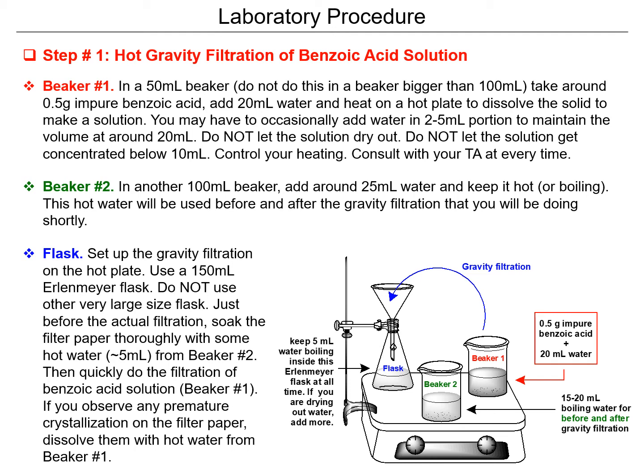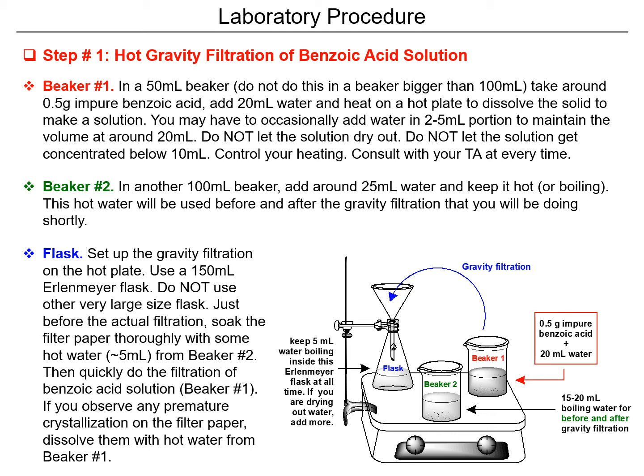So you set up a gravity filtration system, and what you're going to do is you're going to use, say, a 150 milliliter Erlenmeyer flask, which is one of the conical flasks. Now, a beaker is the wide mouth cylindrical flask. Erlenmeyer is conical, and it comes up to almost a point with a very small opening, and it's used generally for collection. That's what we use them most for.